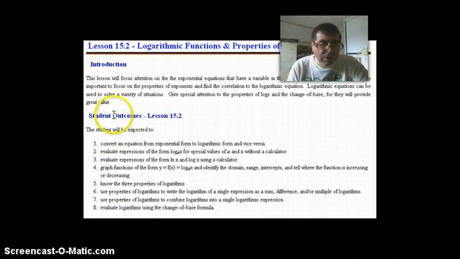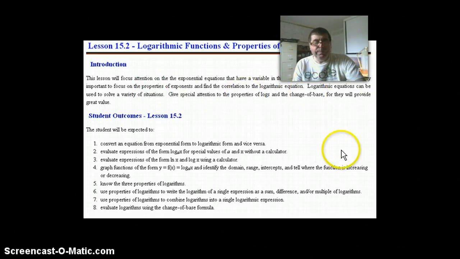It is worth looking at this. Of course, the lesson focus, the attention on the last one was on exponential equations, but here it'll be extremely important to focus on properties of exponents to find the correlation to the logarithmic equation. So exponential and logarithmic. Logarithmic equations can be used in a variety of situations, and they are. It's a very important idea. And so here we're going to give special attention to the properties, the change of base, and so forth.